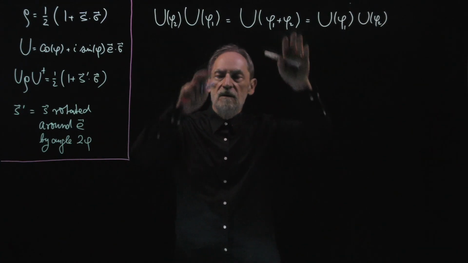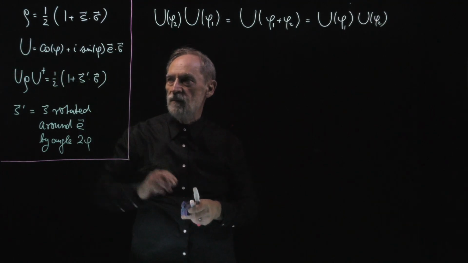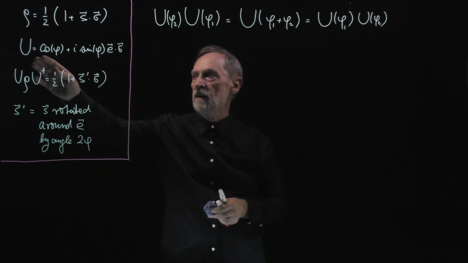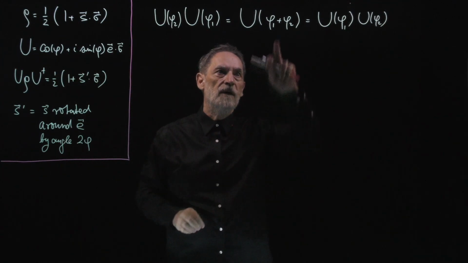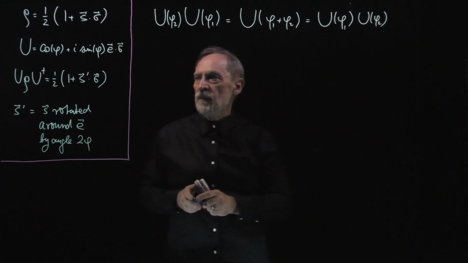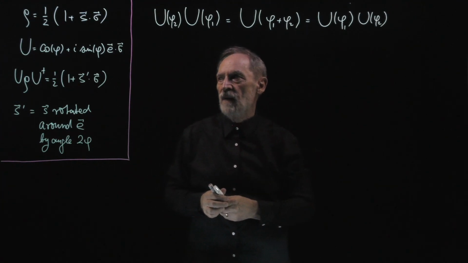Now this is reasonably obvious, but we can also show it by making use of this particular structure of U and multiplying one U with phi 1 by the other U with phi 2, and then arriving at an expression like this. But we leave this to the audience as an exercise.